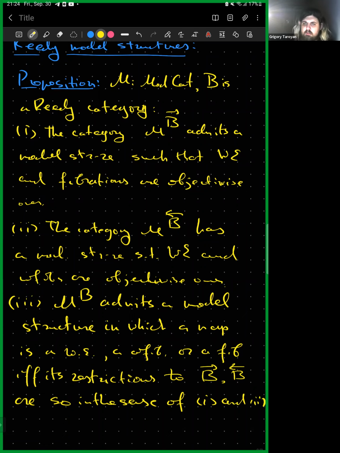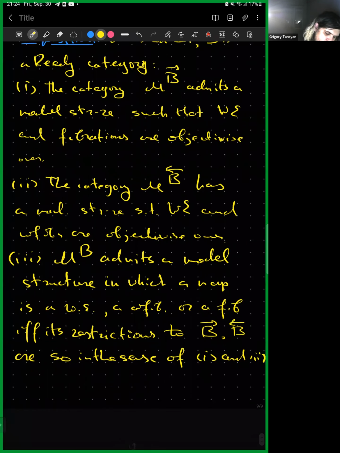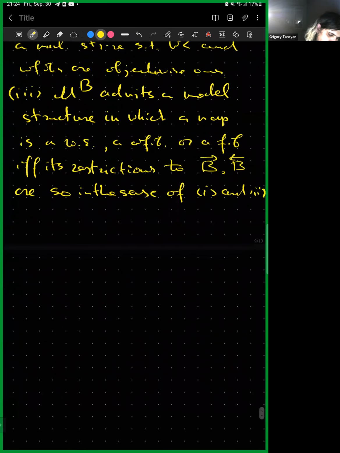So this description is not very explicit, and I think more often the Reedy model structure is constructed in terms of latching and matching objects, and we will do it in just a moment. But first I want to formulate a certain corollary of this proposition.